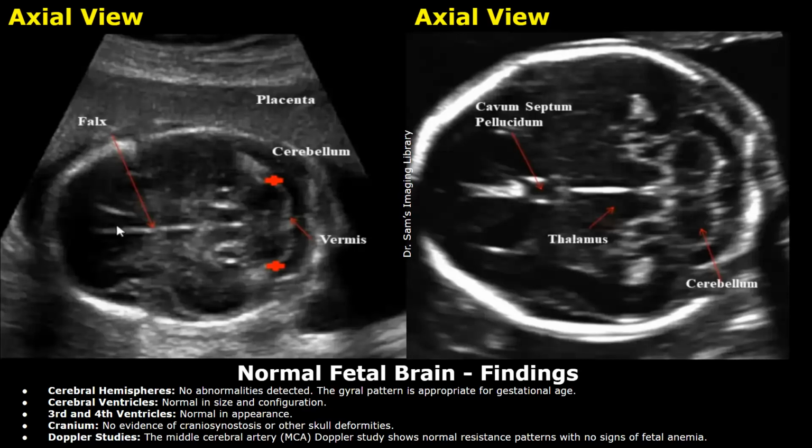Cerebral hemispheres, no abnormalities detected. The gyral pattern is appropriate for gestational age. Cerebral ventricles, normal in size and configuration. Third and fourth ventricles, normal in appearance. Cranium, no evidence of craniosynostosis or other skull deformities. Doppler studies. The middle cerebral artery Doppler study shows normal resistance patterns with no signs of fetal anemia.